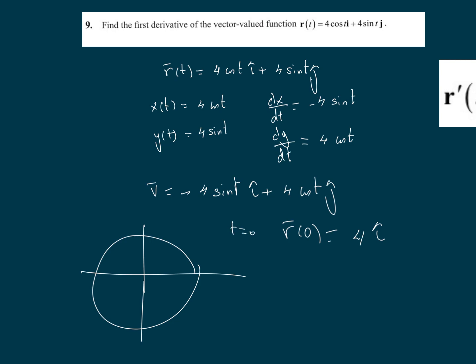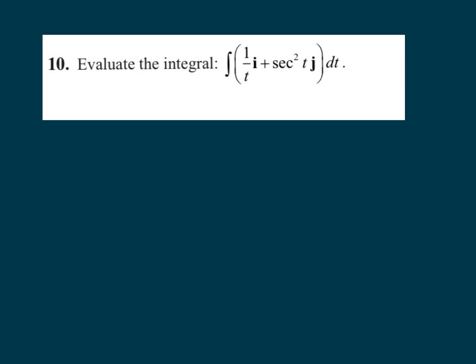When t equals pi divided by 2, the r of pi divided by 2 is 4 cosine of pi divided by 2, which is 0, plus 4 sine of pi divided by 2, which is 4j. So the object starts here, at 4i, and at t equals pi divided by 2 it is at 4j. Now we have a vector valued function. The vector valued function is r of t, which is 1 divided by t i plus secant squared of t j.